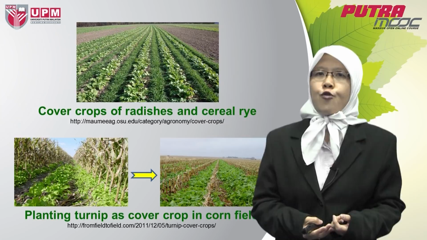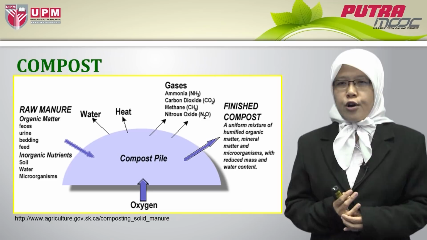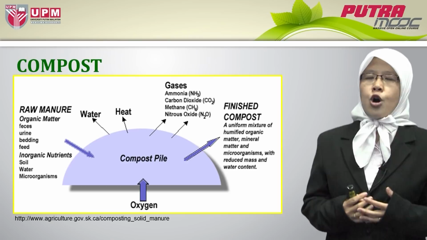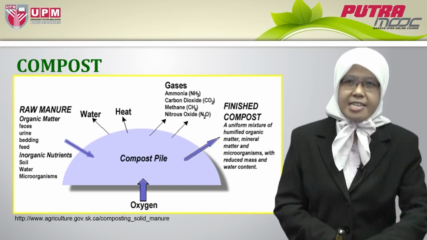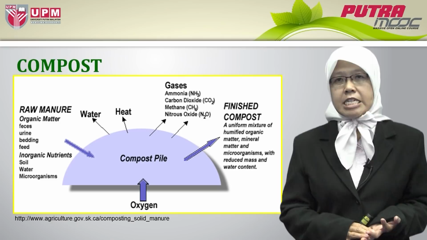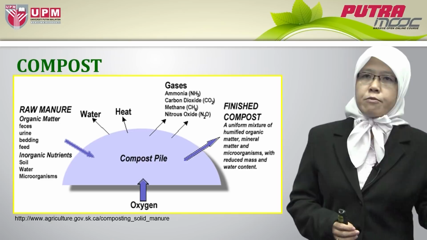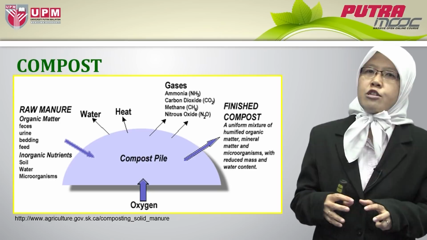The next one is compost. As mentioned before, compost is good to increase soil fertility. This is a type of natural or organic fertilizer. For compost, we can get all the material from within the farm itself. As an example, in the farm you should have crops, and animals such as cattle, goat, or chicken. So the crop residues can be put in the compost pile, and the residues from the animals can also be put into the compost pile.